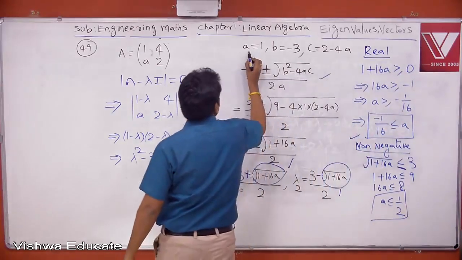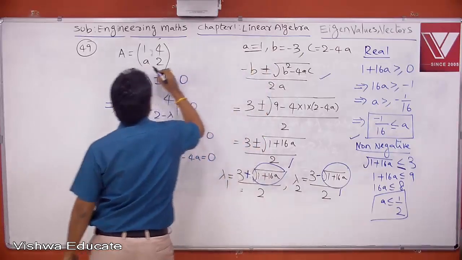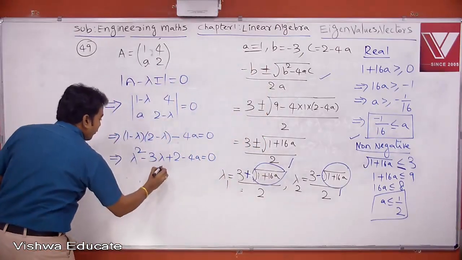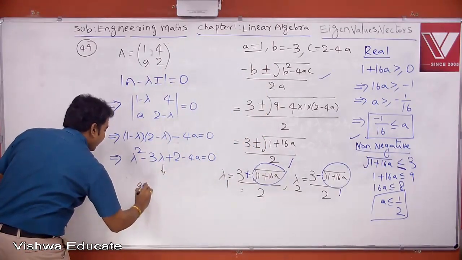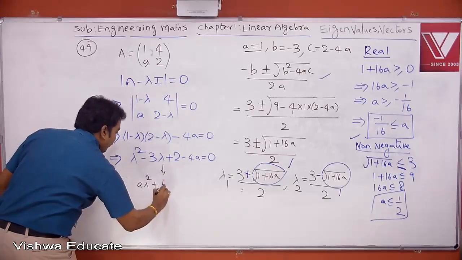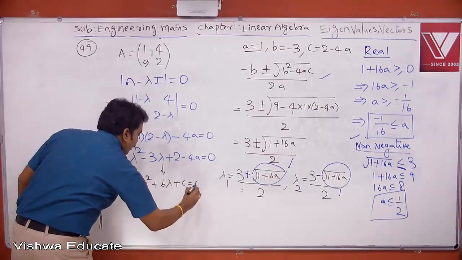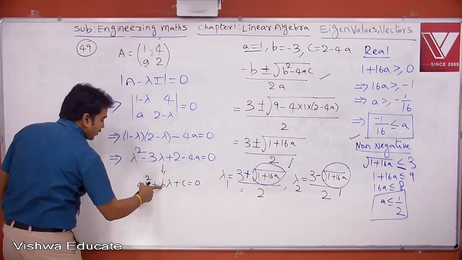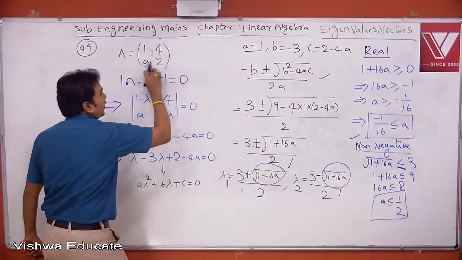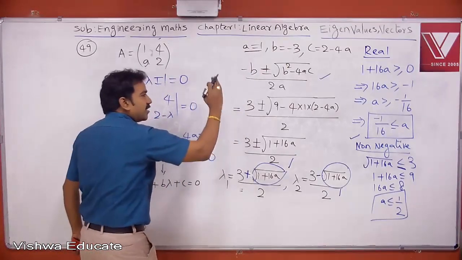Do not confuse this A value and this A value. Basically, I compared this equation with A lambda square plus B lambda plus C. So as per this second equation, this A value is 1. This A and this A are completely different.